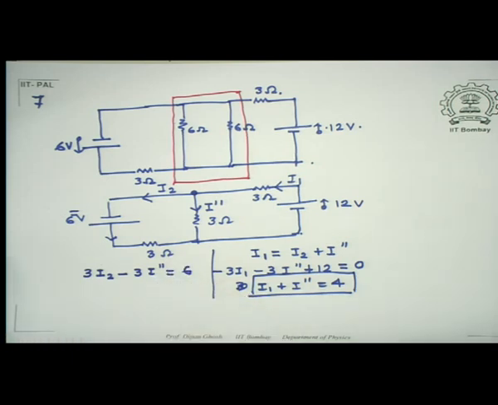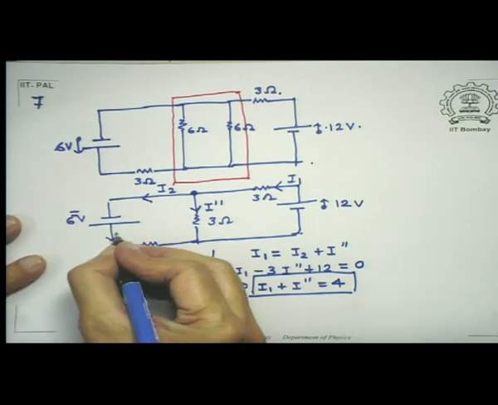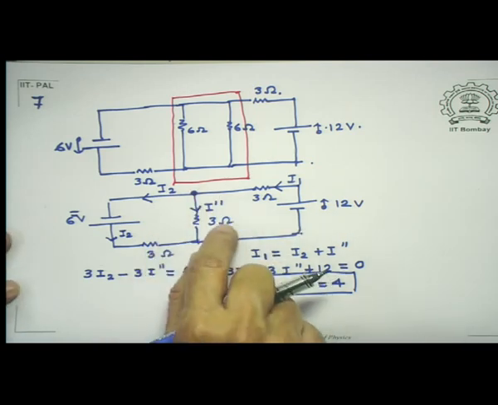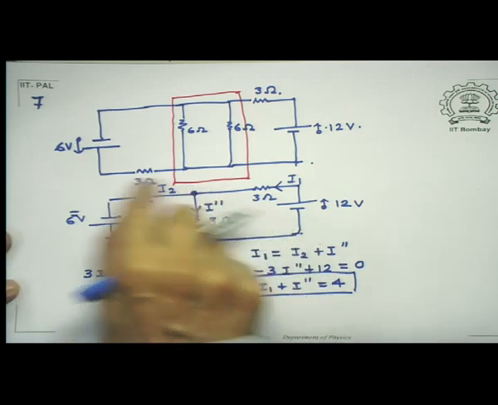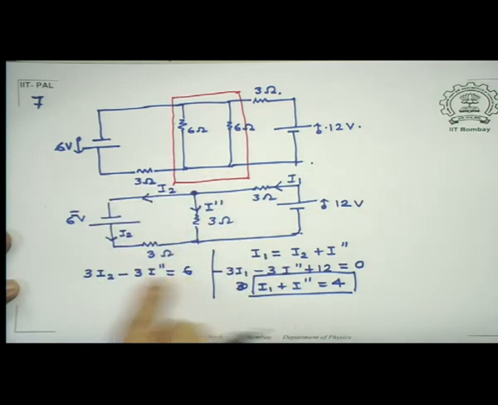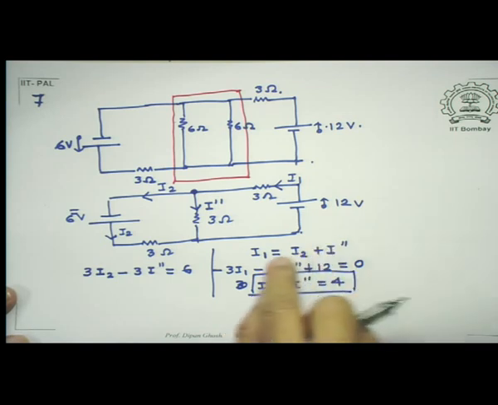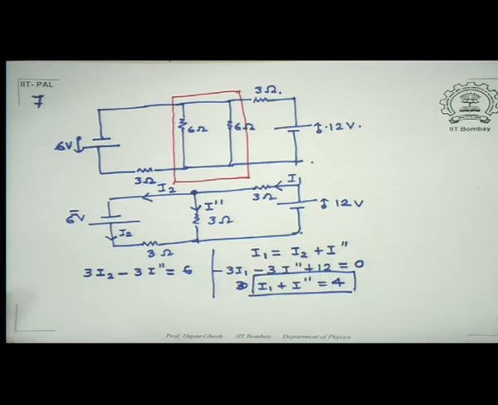Okay, what I've done actually is this. Actually, I should have written minus 3I2. This is I2. Then I am going up the current, so therefore plus 3 I double prime, and here I get a plus 6, but this is the same equation as that. So using these, you will be able to solve for the things like what is I double prime and what is I1.